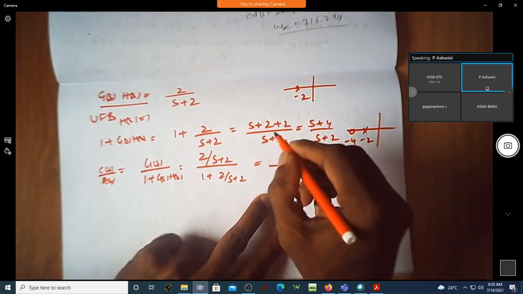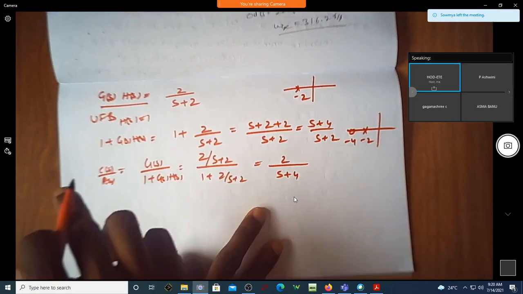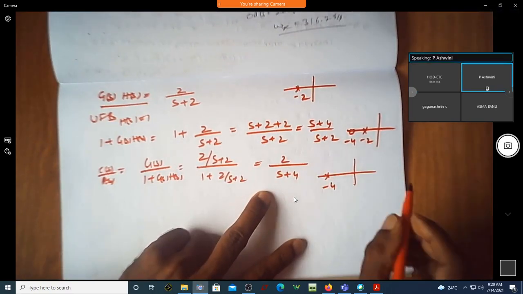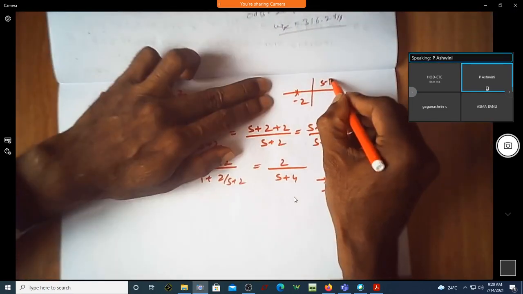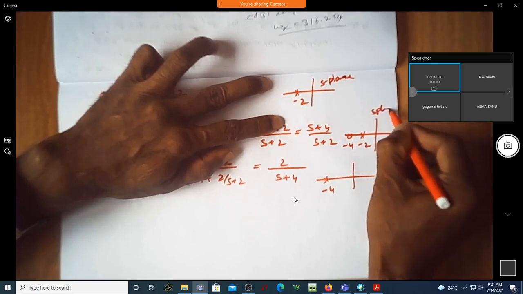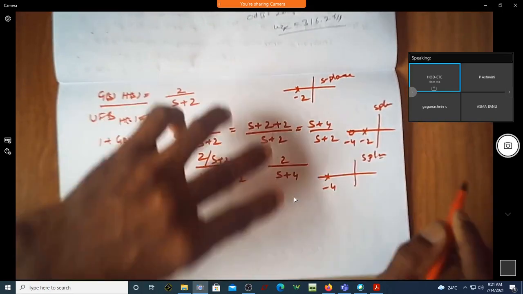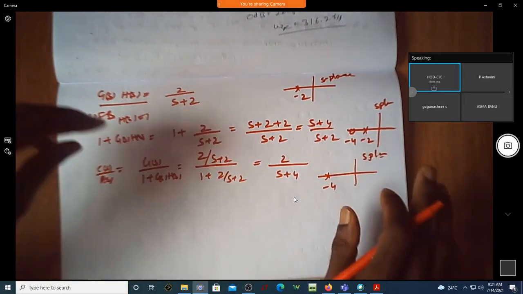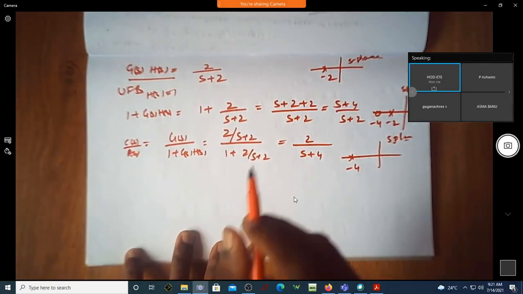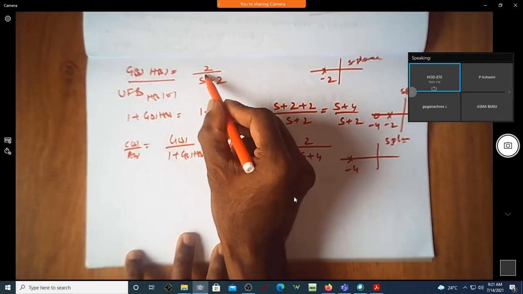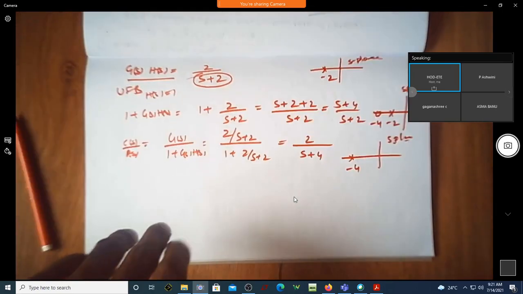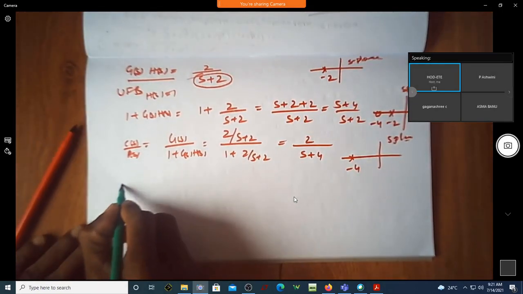Suppose I write the pole zero representation of this C(s) by R(s), it will be something like this: pole at -4. Now all these are S-plane representations. So all of them are in the S-plane. Correct? Let us try to understand a few points here. You can see this is a pole of the open loop transfer function. Am I correct?